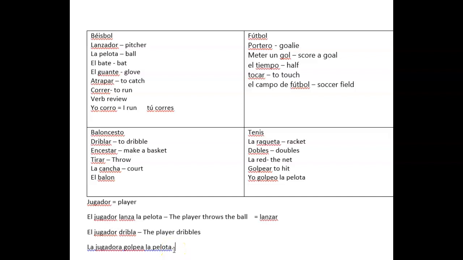Next week, we're going to still be working on sports vocabulary. We're also going to be getting into irregular verbs. So we saw these verbs end normally, but if you want to get a head start for next week, take a look at some irregular verbs and their changes.